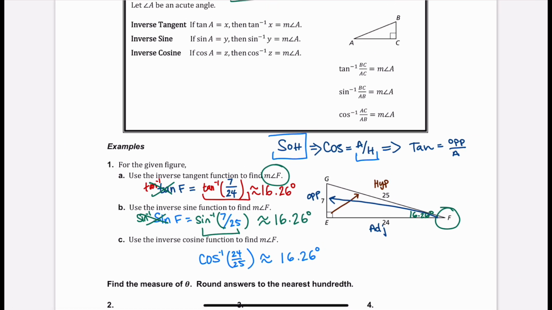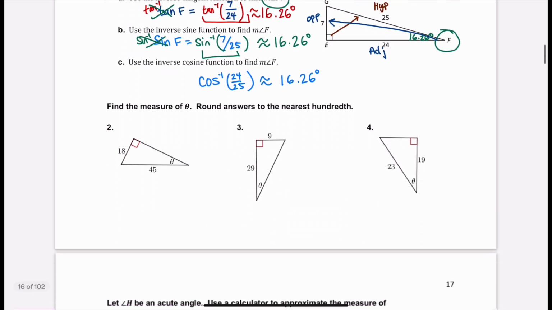Now, sometimes we don't have all three sides. We only have two. And so we will figure out which trig function, sine, cosine, or tangent, we're going to use to get the angle.